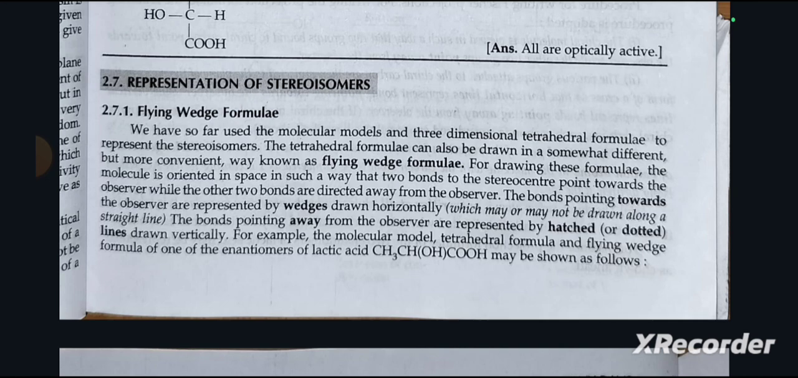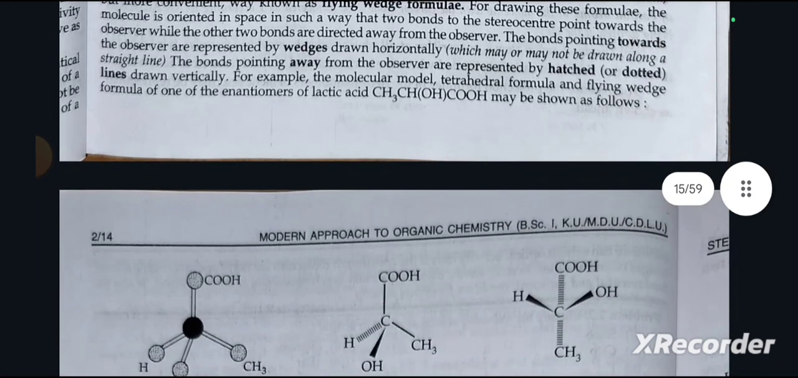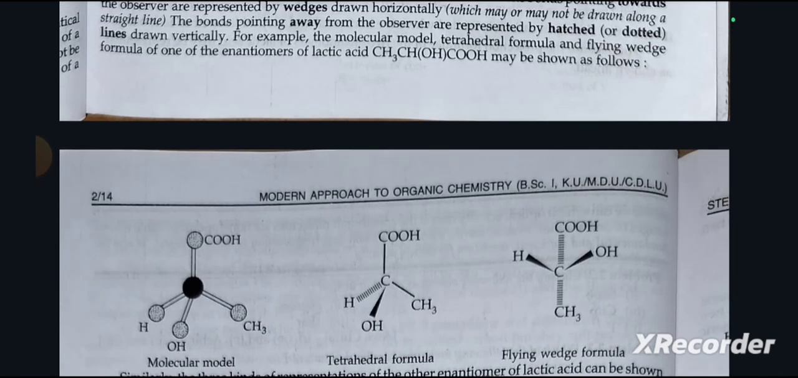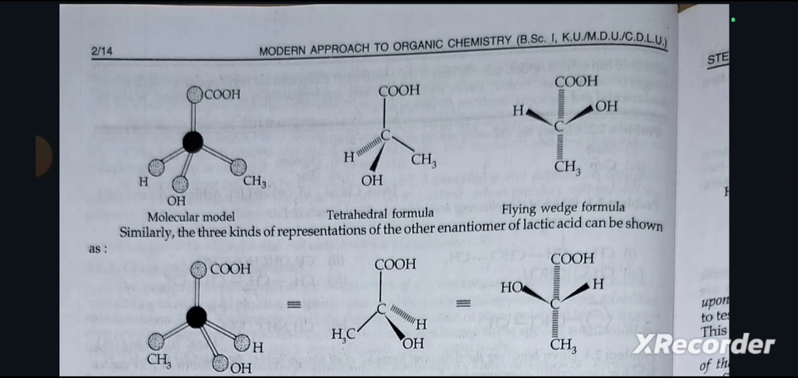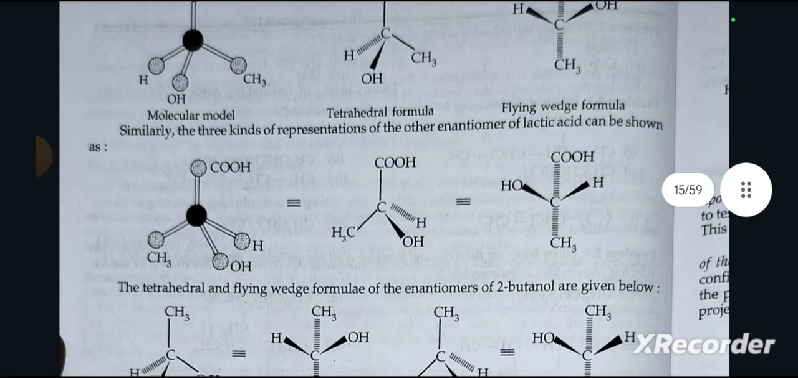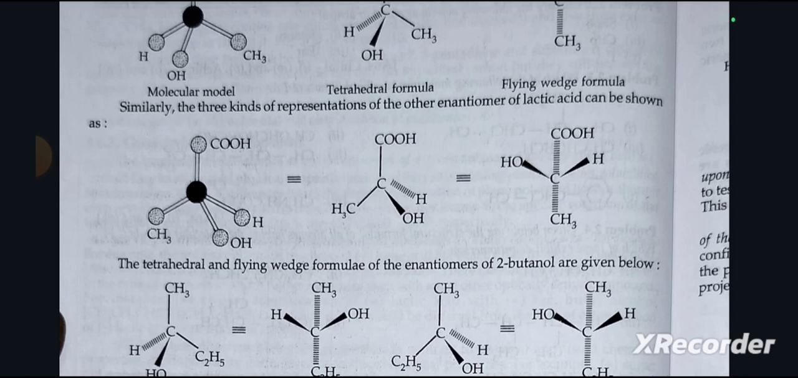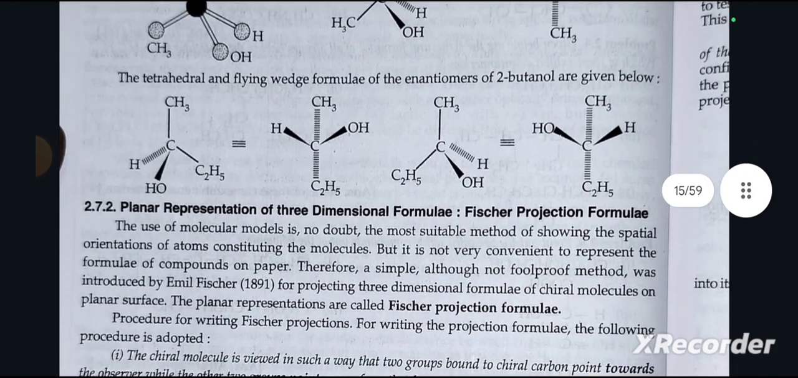For example, the molecular model, tetrahedral formula, and flying wedge formula of one of the enantiomers of lactic acid, CH3CHOHCOOH, may be shown as follows. Molecular model, tetrahedral form: COOH single line, CH3 single line, and OH with the wedge line, and H with the dotted line. Flying wedge formula. Similarly, the three kinds of representations of the other enantiomer of lactic acid can be drawn. The tetrahedral and flying wedge formulas of the enantiomers of 2-butanol are drawn below.